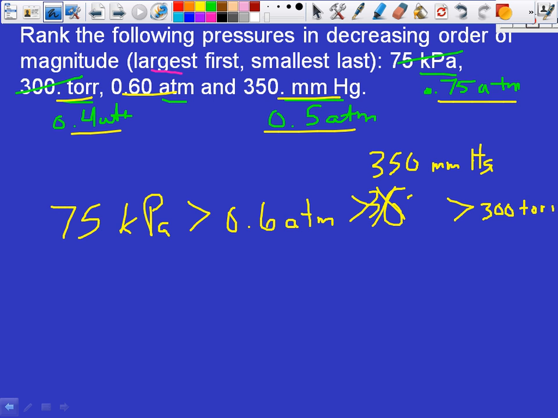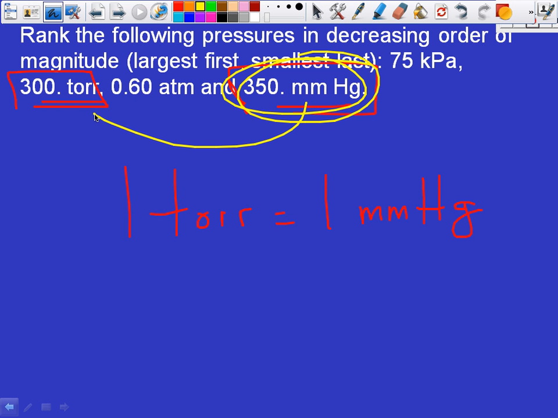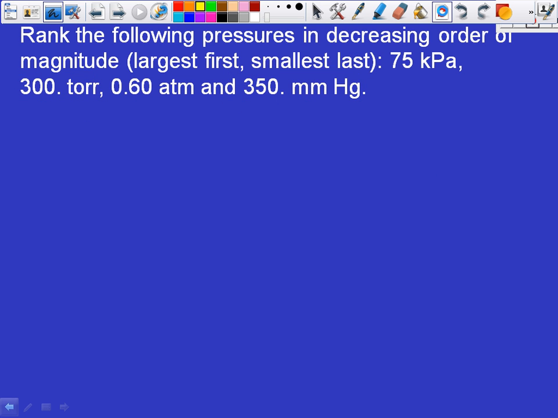Okay, so again, the key there is that the only way you can compare them is by changing them all to the same units. It does not matter which one you change it to. Personally, I have the answer key that I'm going through, and I would change all of them to millimeters of mercury because these two are already comparable. The reason is that 1 torr is equal to 1 mmHg. So off the top, you at least know that this one is higher than that one, so you can at least start from that aspect.